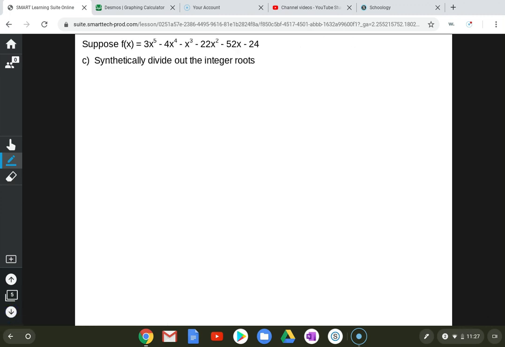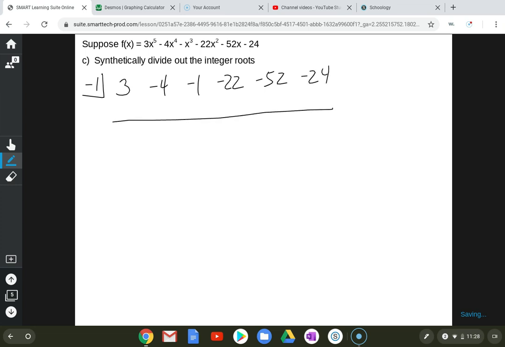So we're going to synthetically divide out those integers. So I have a -1, and I'm going to rewrite my coefficients. 3, -1, -22, -52, -24. Leave a little space, draw a line, bring down the 3, multiply and add. Multiply, add, multiply, add, multiply, add, multiply. Let's see. Yep, that is 24, except it's negative. Positive 24, 0.